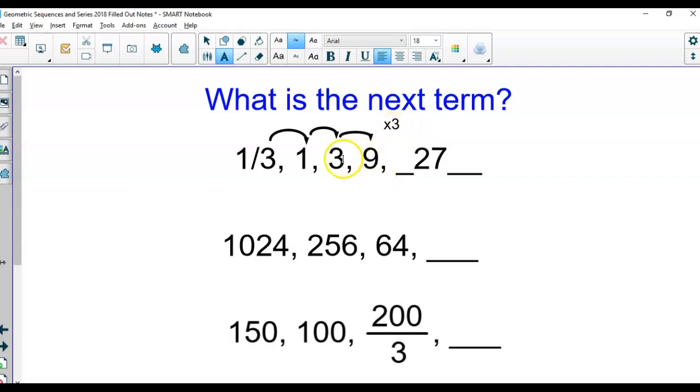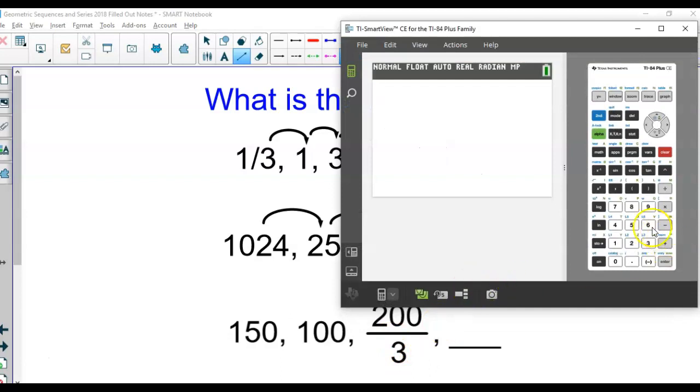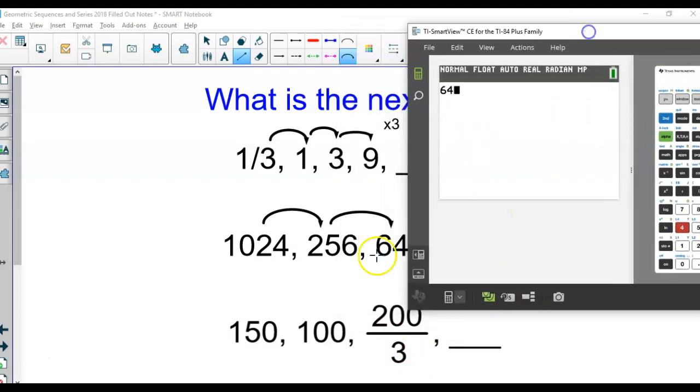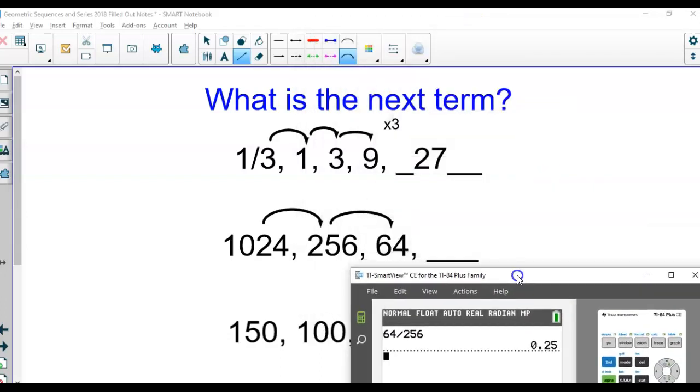Okay, so you can see 9 divided by 3, that gives me 3, and that's telling me what I'm multiplying by each time to get that next answer. So if I don't know, I'm going to take one of my terms, 64, and I'm going to divide it by the previous term, 256, and I get 0.25. That's that common ratio. So what's happening here is 1024 times 0.25 gives me 256, okay? And 256 times 0.25 gives me 64.